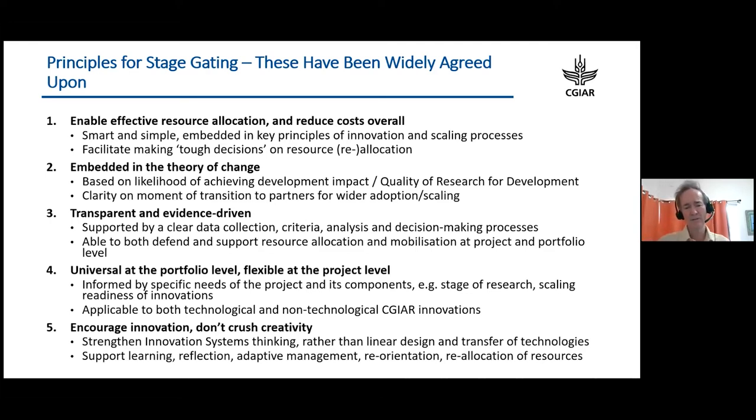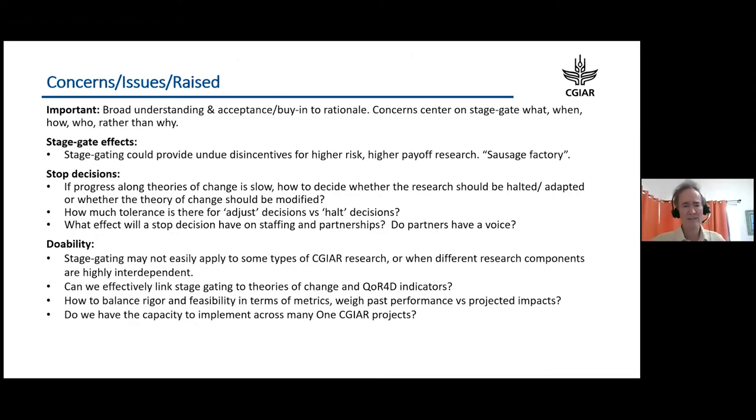So those are the principles that have been quite widely agreed upon by the funders, by the science leaders when these were presented, also amongst the different scientists. We all agree we have had consensus that this sounds good, it looks good. However, there's a lot of challenges and issues raised, and I could have actually presented about 5 slides of concerns, issues that were raised, but I'm just going to flag a few of them just so you know.